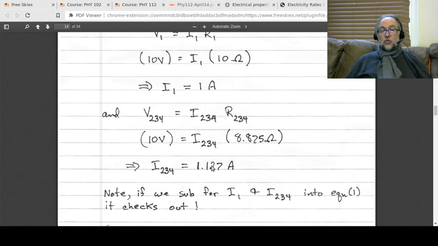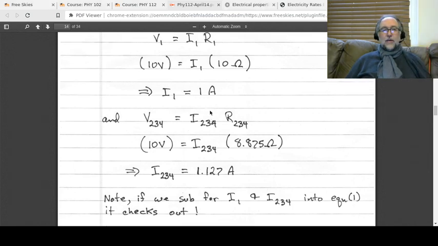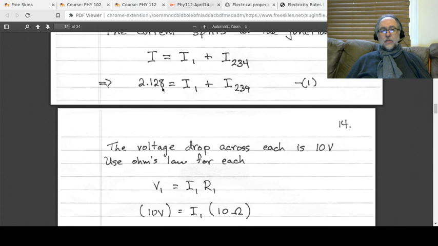If you add them together, you get 2.127, and that checks out with equation 1. Well, not quite. It's off by, that would be 7 instead of 8, but it's just a round off here.